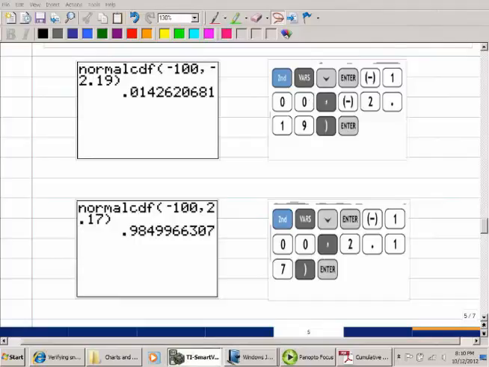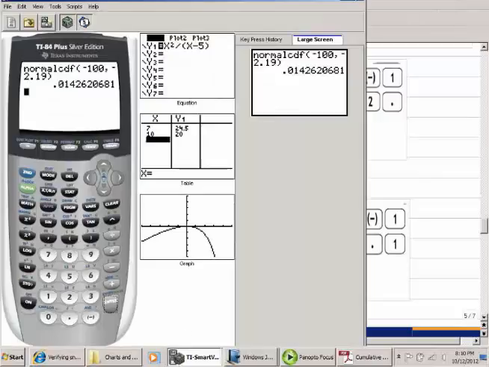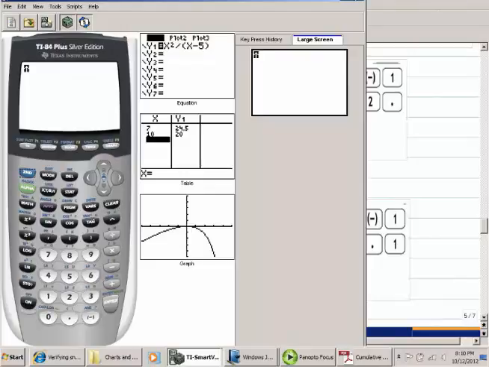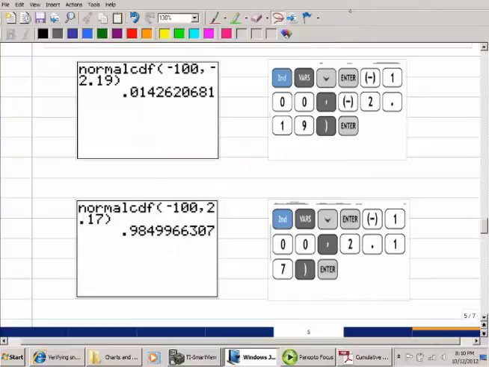0.9850. Now let's suppose I just did this. Go second. Clear this. Clear. And I'll just go. Suppose I went negative 100 to 100. See what happens. It's 1. And that basically is the same thing as one of the definitions on the first page about the properties of the normal curve. The total area under the curve is 1. So I was expecting that to be 1 as the answer. All right.